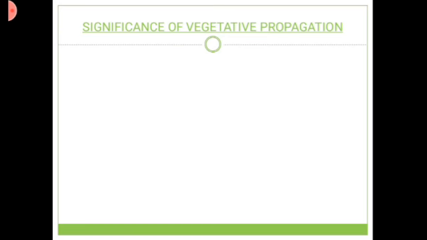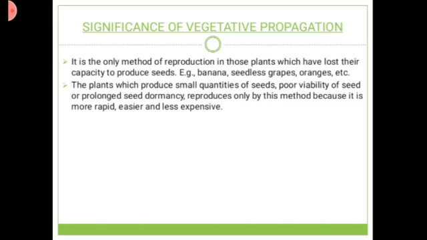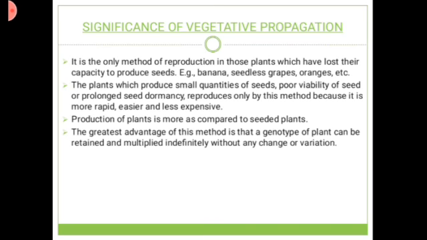What is the importance of vegetative propagation? It is the only method of reproduction for plants that lose their capacity to produce seed, and for plants which produce a small quantity of seed with poor viability. Also, the production of plants is more as compared to seeded plants. The greatest advantage of this method is that the genotype of the plant can be retained.